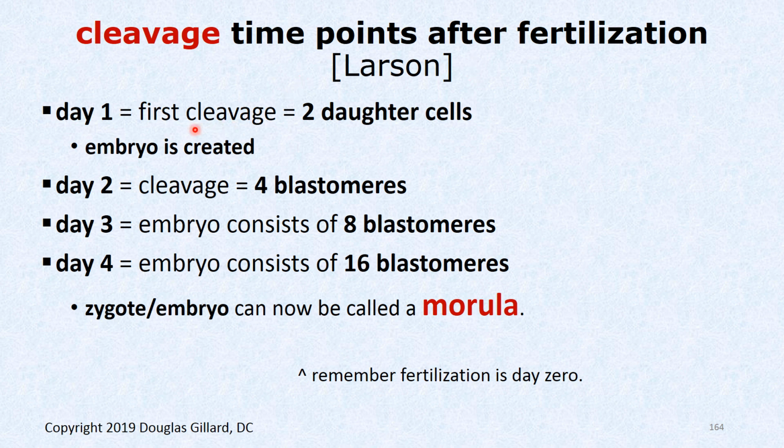Anyway, cleavage time points. So fertilization occurs, that starts the clock counting. So the first 24 hours, the first cleavage occurs, and we get 2 daughter cells. The embryo is created. Day 2, they divide again, and we have 4 blastomeres, getting bigger too. Day 3, all of these divide again. On average, you get an 8 blastomere little zygote or embryo. Day 4, you reach the 16 cell stage, and for us, we're going to say the morula is born. Right, and we'll see what happens to the morula next week.